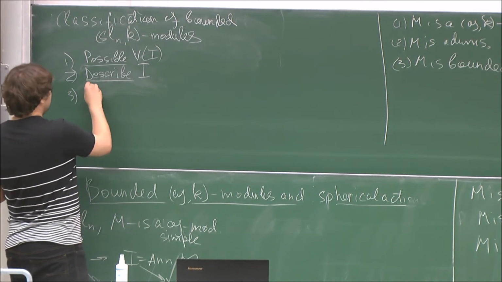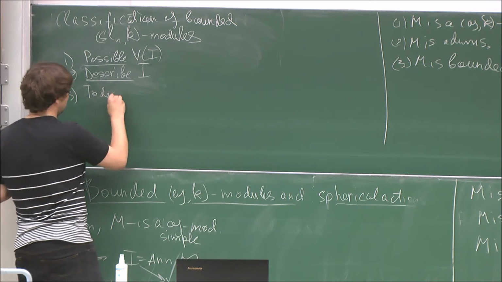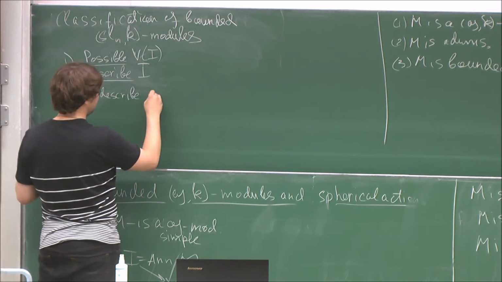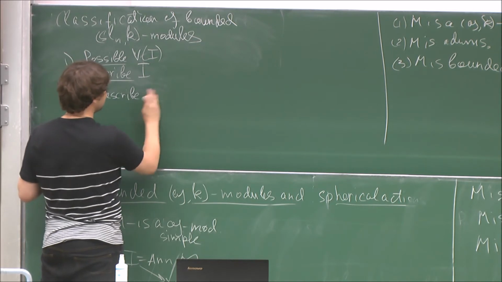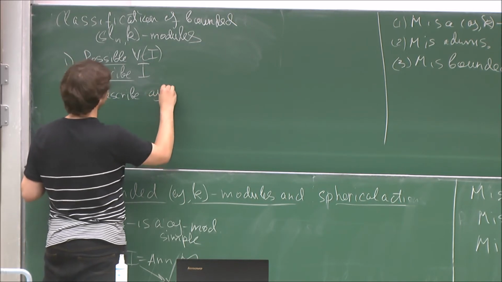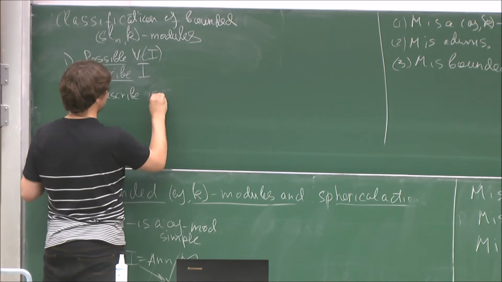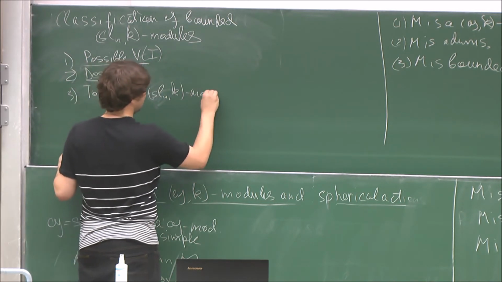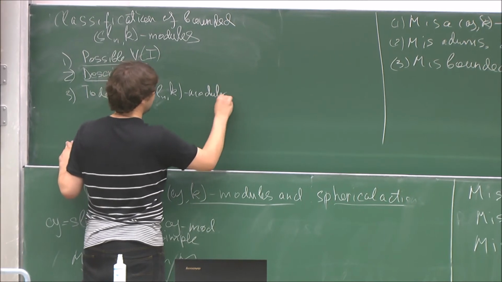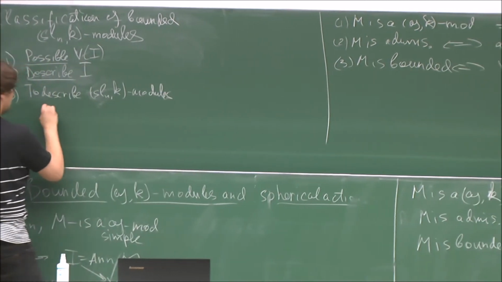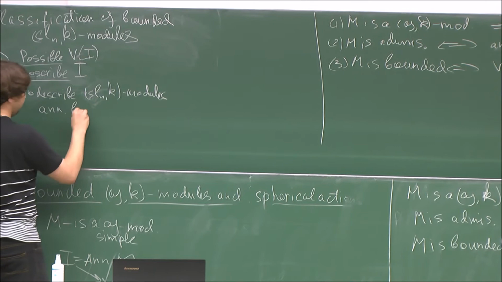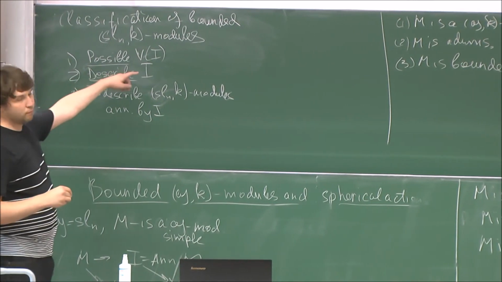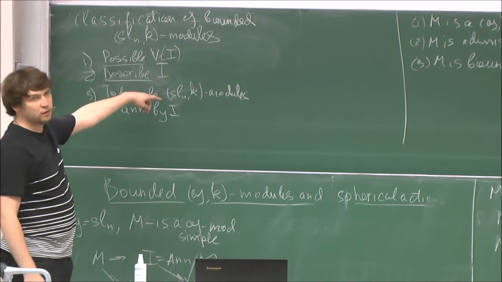And the third problem is to describe GK models annihilated by any given ideal R. It turns out that if your model is annihilated by such an ideal, then it is necessarily bounded.